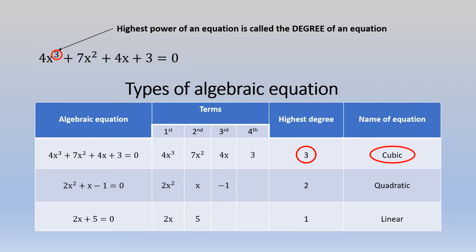In the second one, we have 2x squared plus x minus 1 is equals to 0, where the first term is 2x squared, second is x, and third is minus 1. Here the highest degree is 2, and it is called a quadratic equation. And in the last algebraic equation, we have 2x plus 5 is equals to 0, where the first term is 2x, second is 5. Here the highest degree is 1, and we call it linear equation. And these are the equations we are learning about, and we'll try to solve these equations.